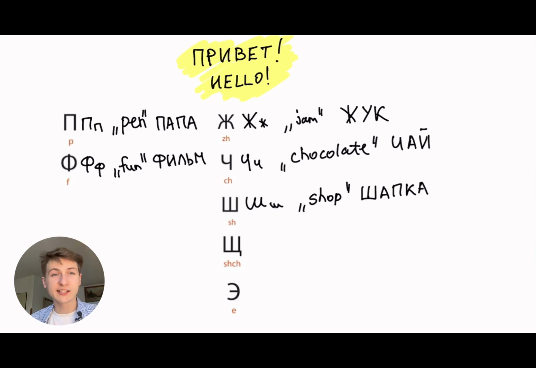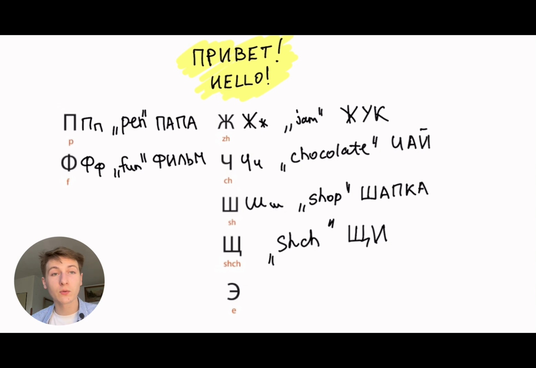Next one looks the same but sounds different, it is Щ. The previous one is Ш, and the next one is Щ. It sounds like a long soft SH. For example, the word щи, shchi, is a traditional cabbage soup.